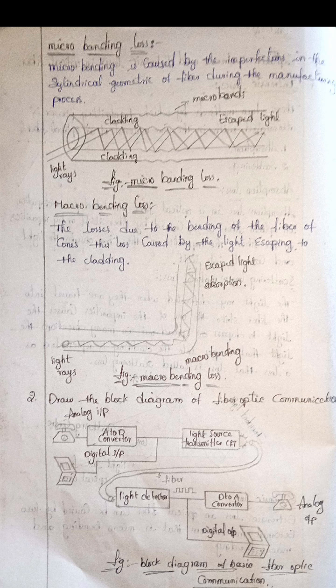You will see the diagram of microbending losses. That's why some information is lost, and that's why it's called microbending loss. Microbending loss is the first figure, and then macrobending loss. These are the losses due to the bending of the fiber, that is, the losses caused by the light escaping into the cladding.